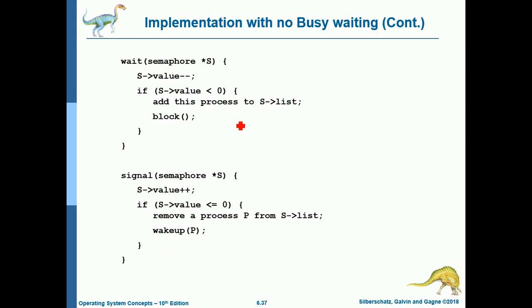For example, for the wait semaphore, the value of S is decremented by 1, and if the S value is less than 0, add this process to the list and then block. For the signal semaphore, with S as a pointer, the value will be incremented. If the value of S is less than or equal to 0, remove a process P from the list and wake the process to be put in the ready queue.